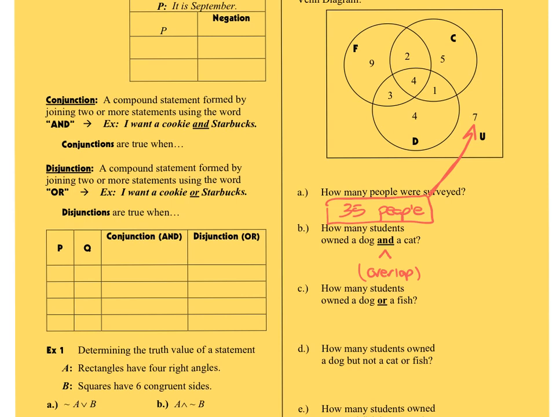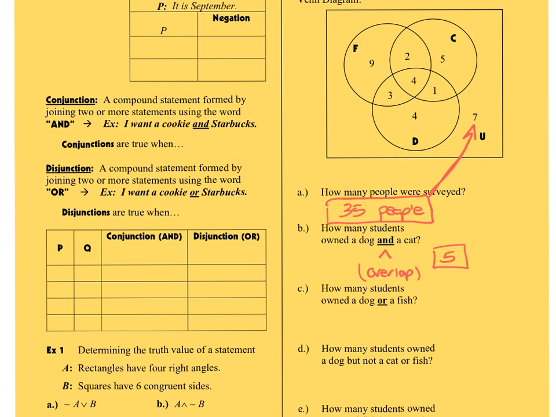When we come up here and look at our Venn diagram, these are the dogs, these are the cats. The overlap creates this almond shape. When we look at this almond shape, these are the students that owned both cats and dogs. So there were 4 here and there's 1 here. So it's a total of 5 students. That's our answer, 5 people there.